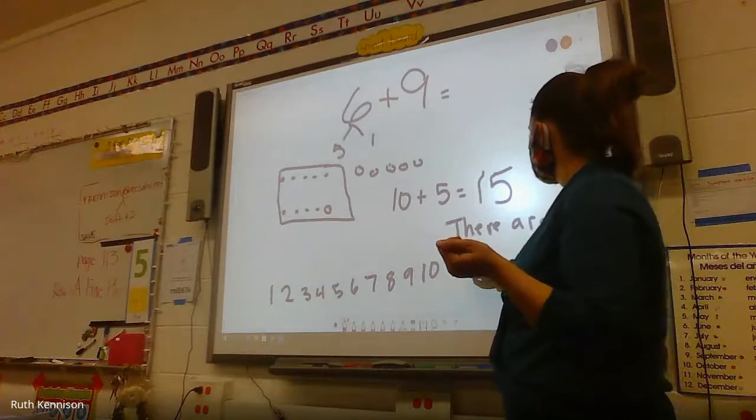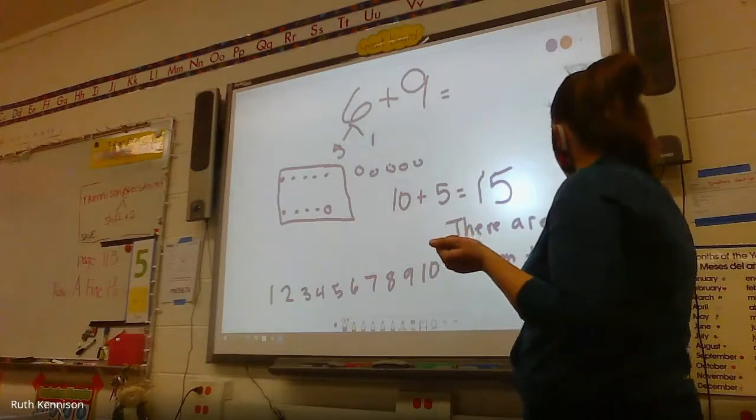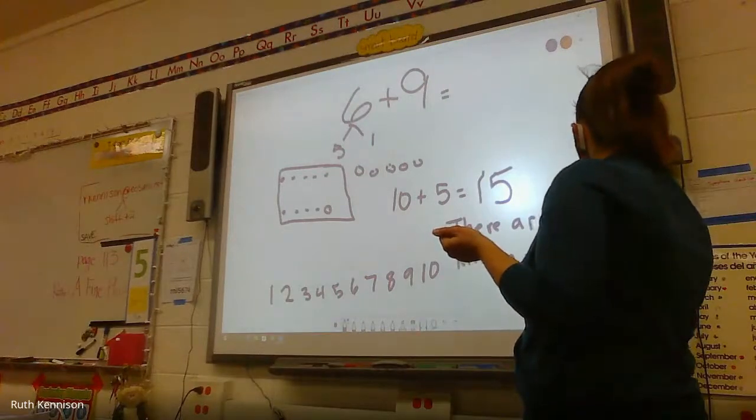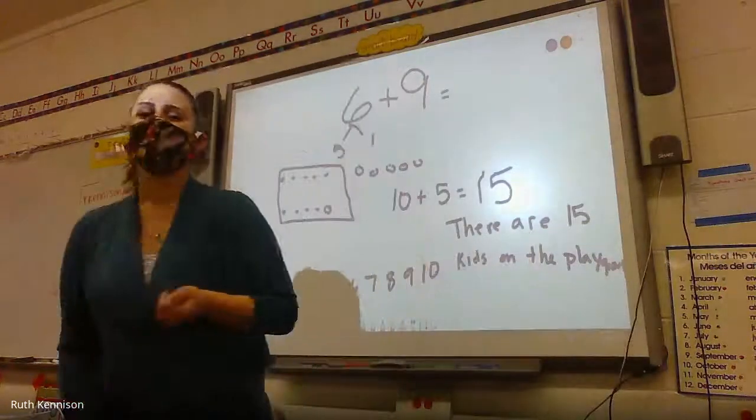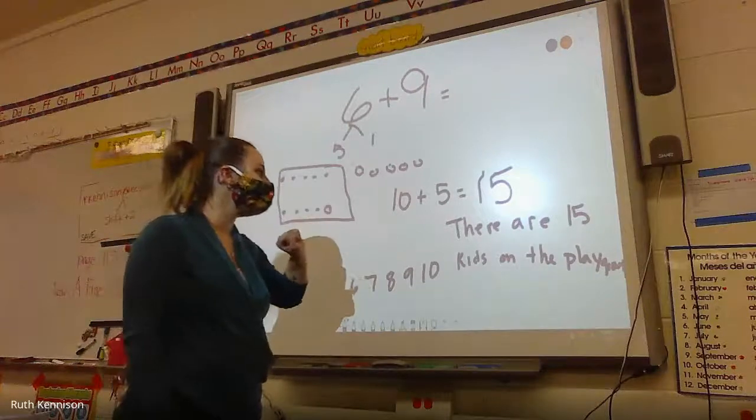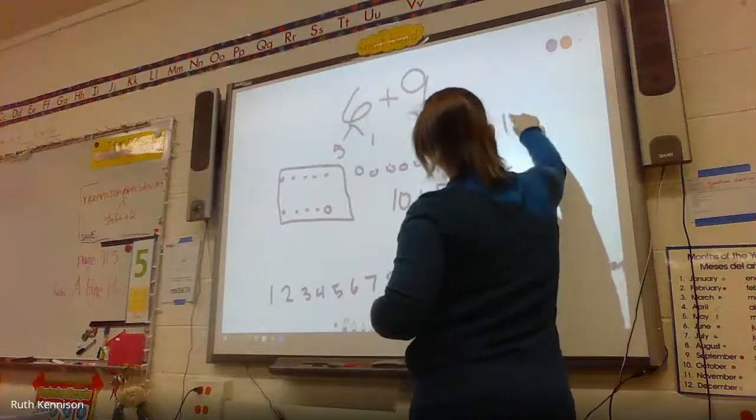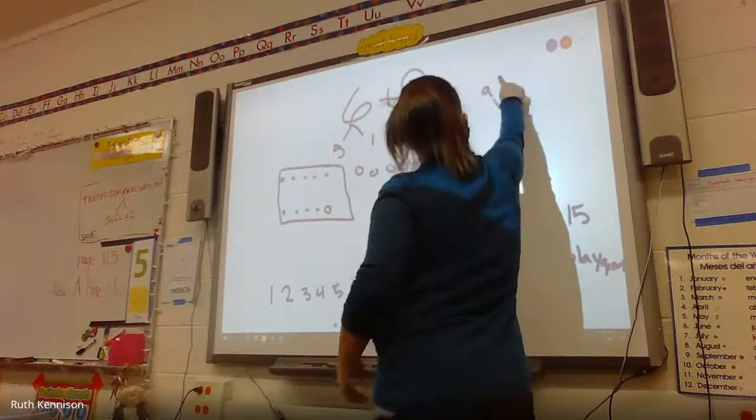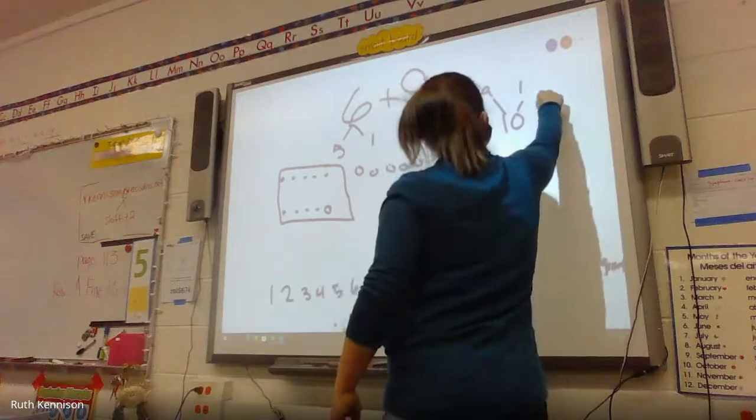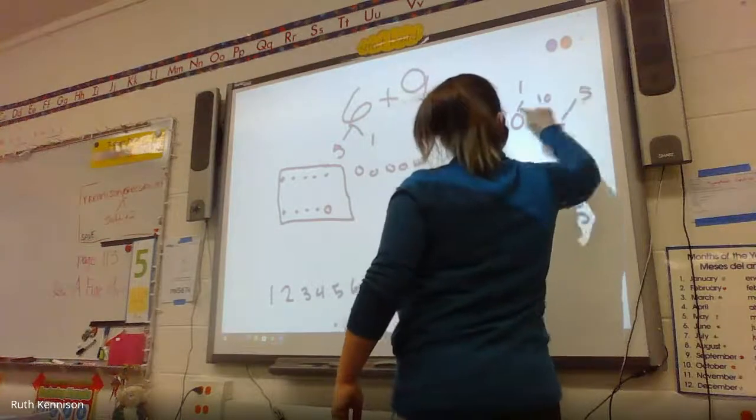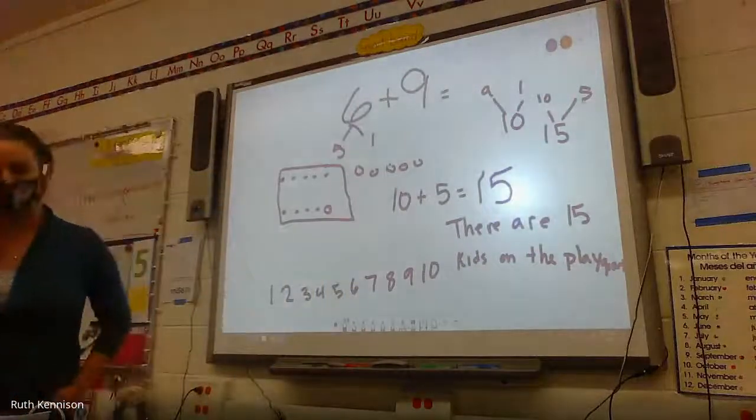There are 15 kids on the playground. All right. So we would write that up. Okay. We would have, and we could say our 10 is our 9 plus our 1. Okay. And then we have 15 is our 10 plus that 5 that we had left over. Correct? Wunderbar.